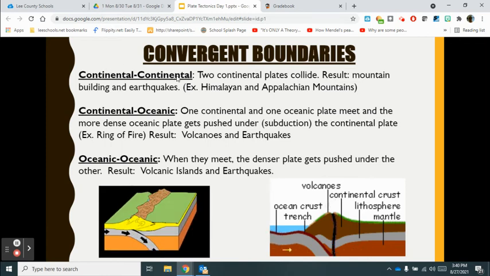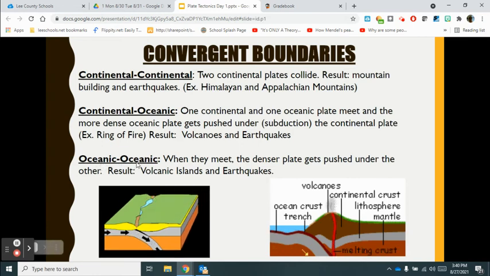Continental plates is 2 continental plates collide. The results are mountain building and earthquakes. Examples are the Himalayan mountains and the Appalachian mountains. Continental oceanic is 1 continental plate and 1 oceanic plate meet, and the more dense oceanic plate gets pushed under. It's called subduction. Just think about a submarine goes under this continental plate. Examples, ring of fire, and results are volcanoes and earthquakes.